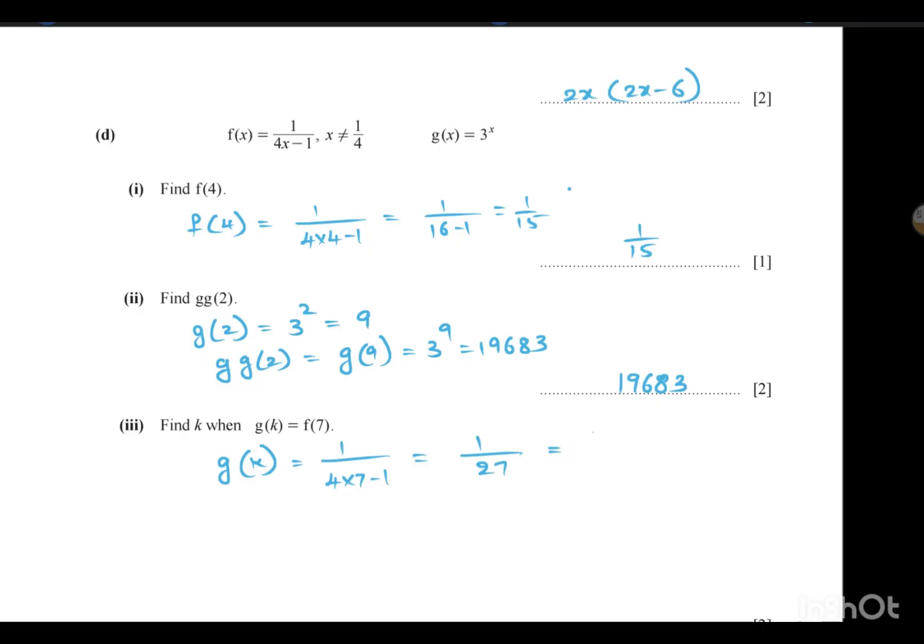So 1 by 27 can be written as 1 by 3 cube. That can be written as 3 raised to minus 3. So now g of k is, instead of x we'll write k. So g of k is 3 raised to k, equal to 3 raised to minus 3. So what is the value of k? K is equal to minus 3.